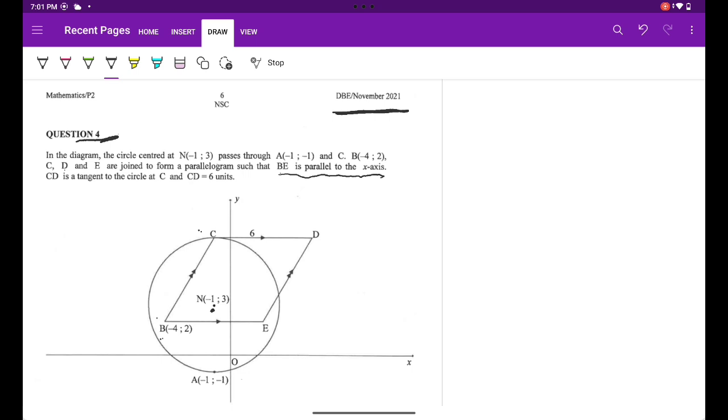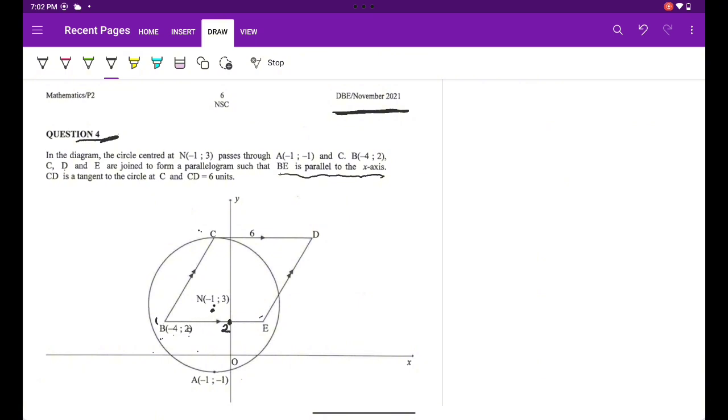Now if BE is parallel to the x-axis, this is saying to us that it has the same y value there. So if you look at the coordinates of B, it's -4 and 2. So it means here the y value is 2, because it's parallel to the x-axis. So it has the same y value. The y value is the same here.